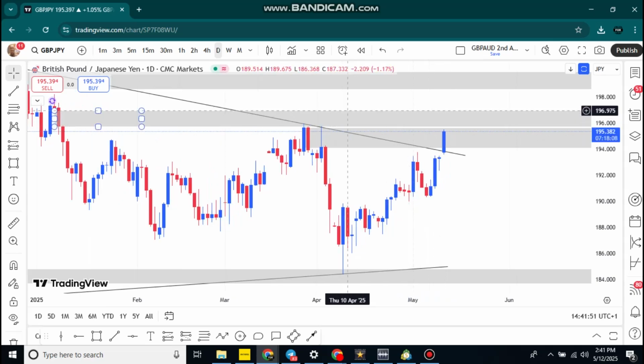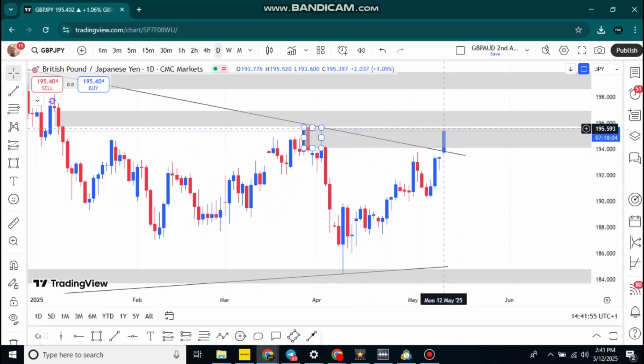So right now we are in a very interesting area, in a sell zone. We can see that the daily candle of today has actually broken into our sell zone, and we still have 7 hours for the day to close. So we need to see how this particular candle is going to close.